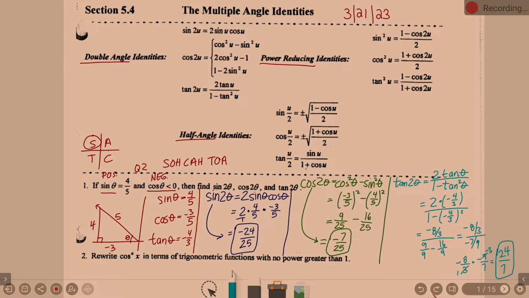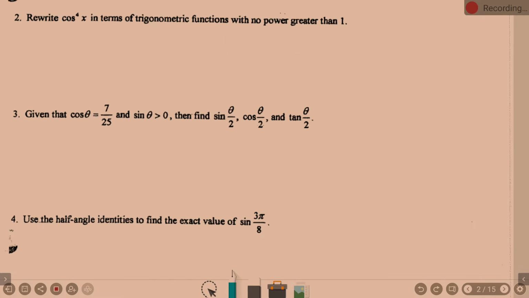We're going to go from there. Okay, you guys ready to move to 2? Oh, not really. I just read it. You ready? Okay. Rewrite cosine to the 4th of x in terms of trig functions with no power greater than 1.